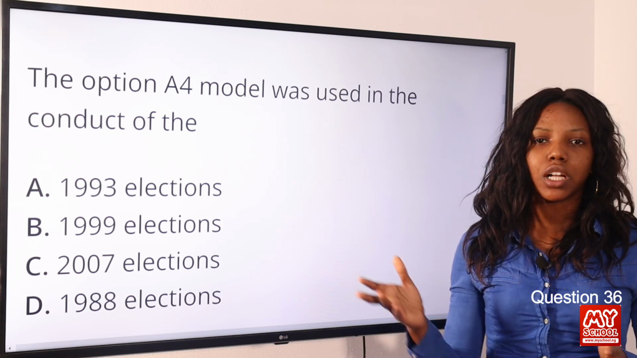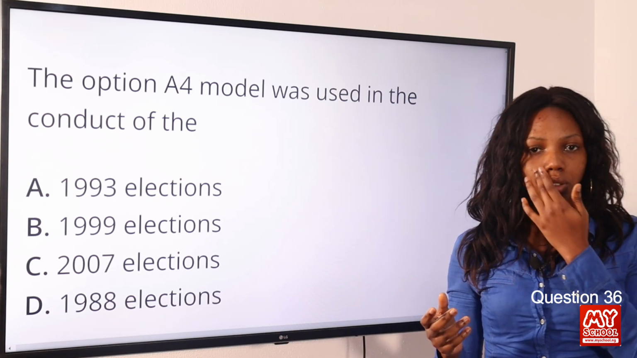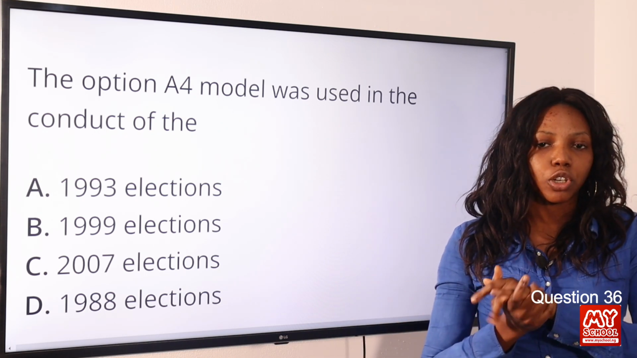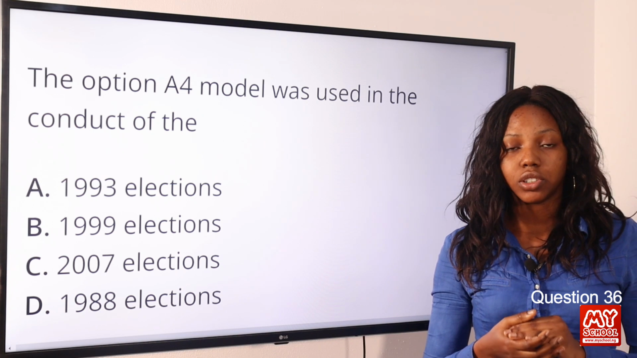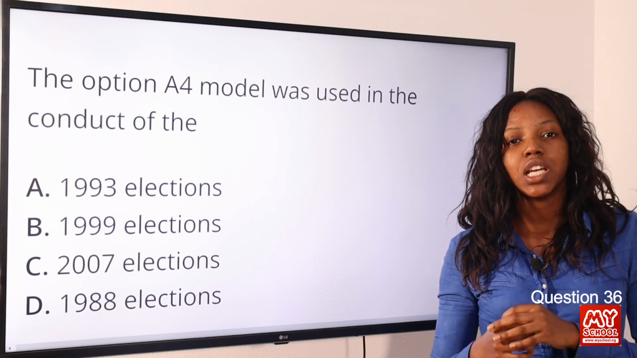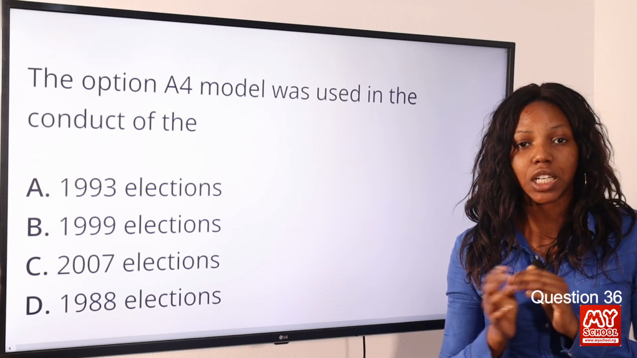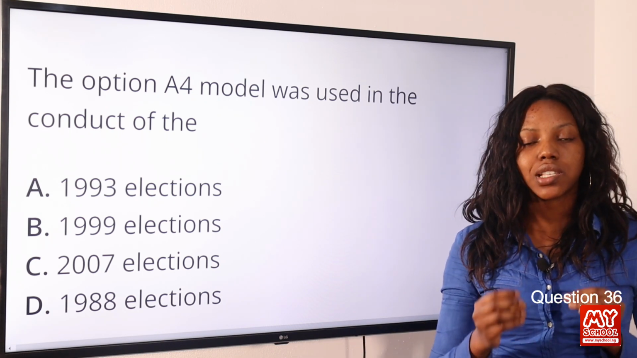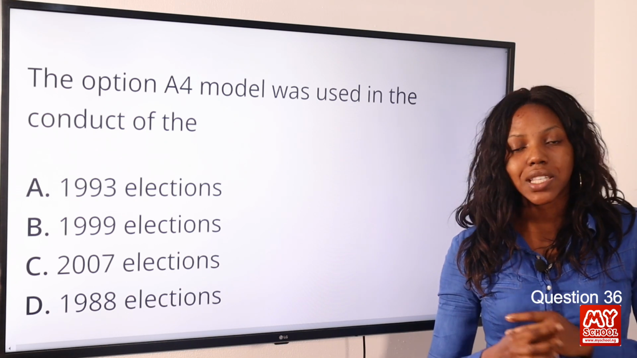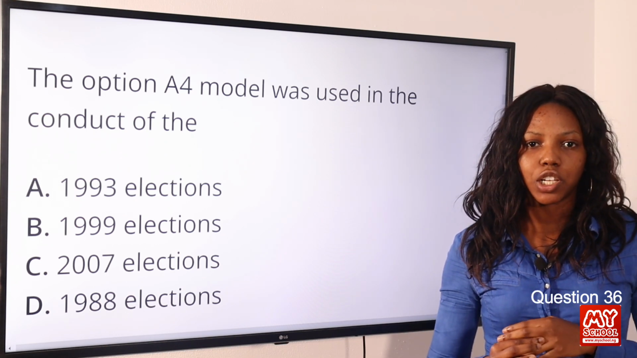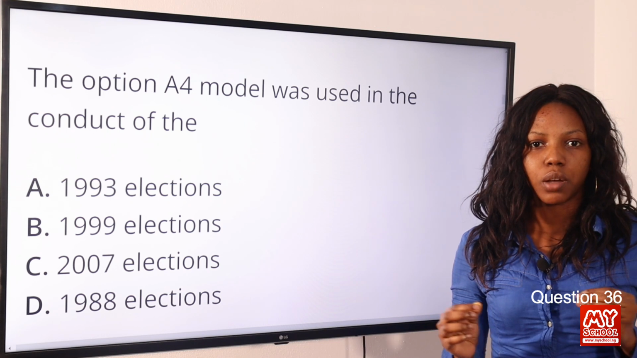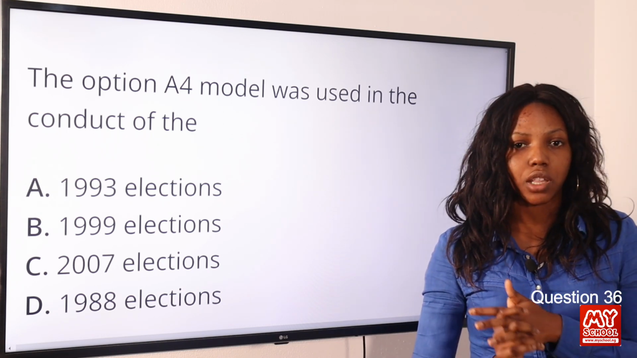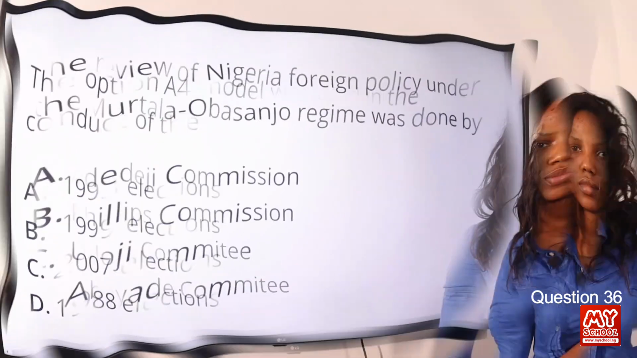The A4 model is otherwise known as the open ballots. It was adopted in the Third Republic of Nigeria Constitution, and specifically the 1993 presidential election. History has it that this election was the fairest and the freest election in Nigerian political history. So the answer to this question is option A, 1993 elections.